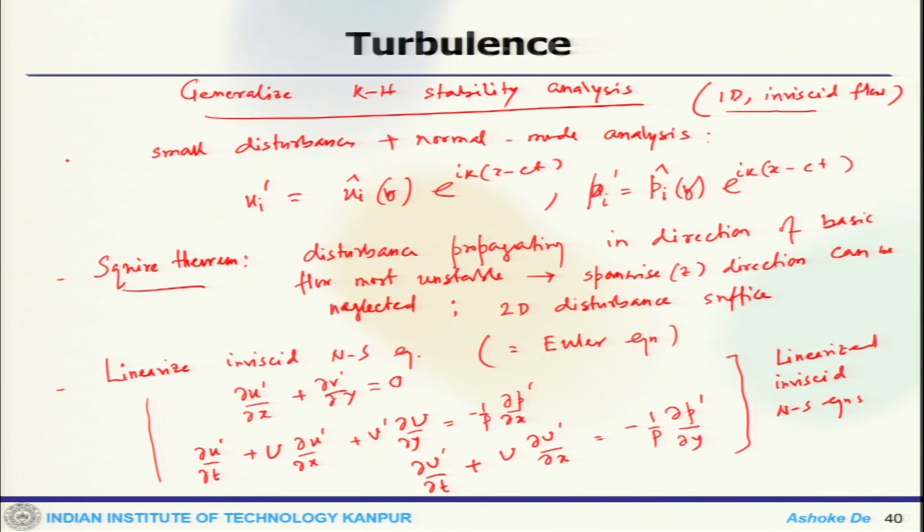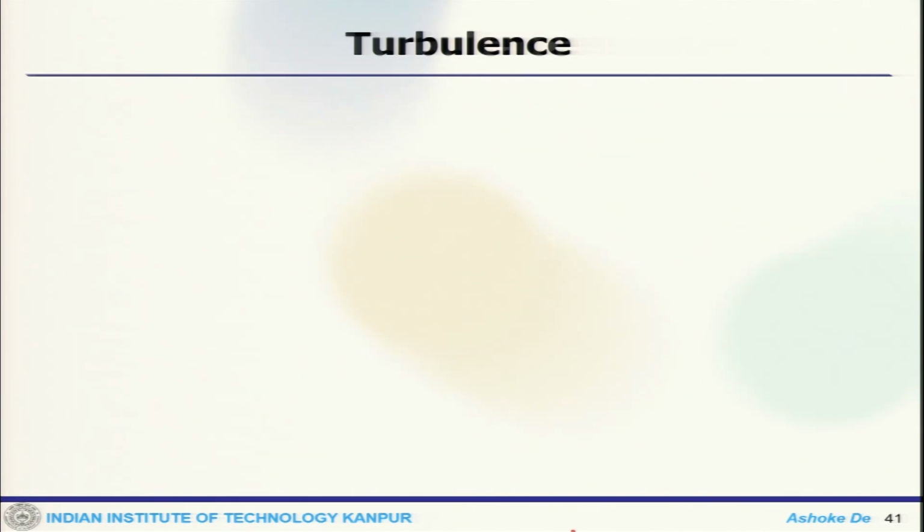this is what we got with an assumption that it is a 1D inviscid flow, and then we add some disturbances for non-modal analysis, then our u prime, p prime, and then finally, if we linearize the system of equations, this is what we get, and this is the linearized inviscid equation. Now, we look at the Rayleigh's stability equation.